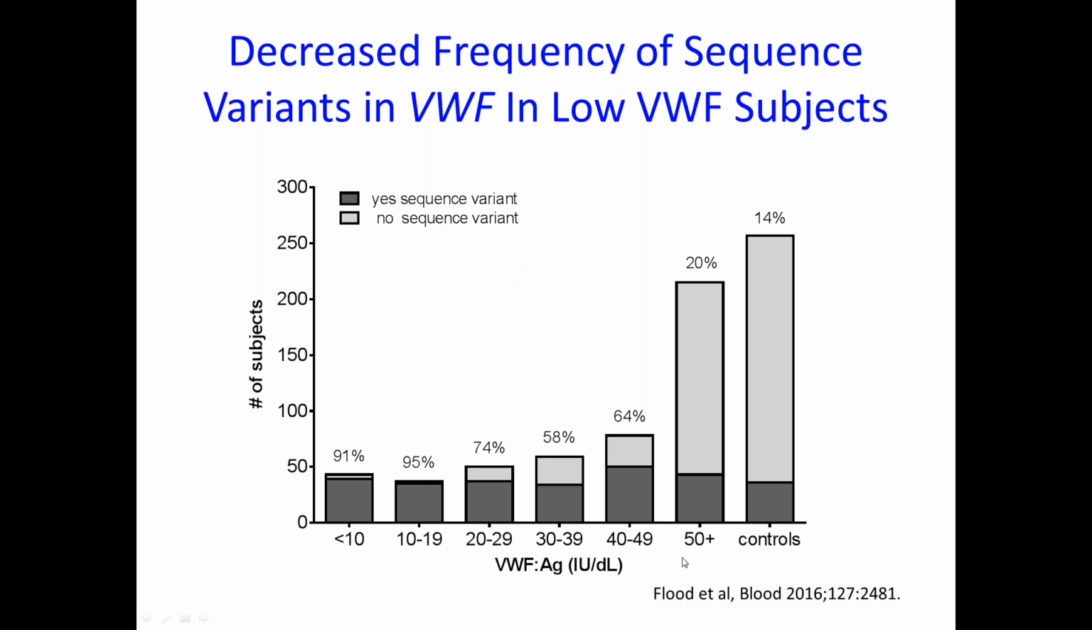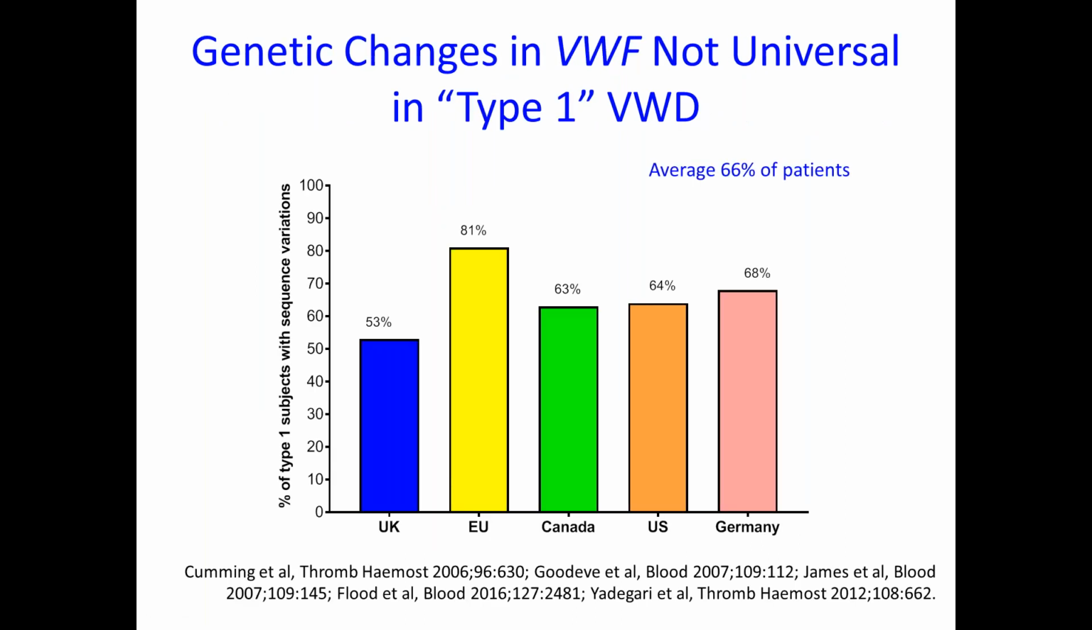You can also see in the patients or subjects with VWF antigen greater than 50 that only 20% of those had a sequence change in VWF. So looking very similar to the controls. On the other hand, at the extreme end, those with antigens less than 20, we had a very high frequency where a probable causative variant was found. 74% in the 20 to 29 group, and then we fall off to 58 and 64% in the 30 to 50 group. And this is similar to data that's been shown in multiple other studies.